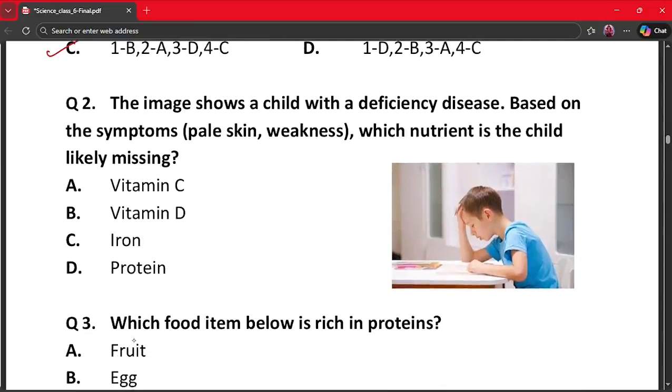The next question is question number 2. The image shows a child with a deficiency disease. Based on the symptoms, pale skin, weakness, which nutrient is the child likely missing? A. Vitamin C, B. Vitamin D, C. Iron, and D. Protein. Here the correct answer is option C. Why? Because pale skin and weakness are common symptoms of iron deficiency, and iron is required to make hemoglobin in blood. Hemoglobin helps in carrying oxygen to all parts of the body. Lack of iron reduces oxygen supply, causing tiredness. Hence, the child is deficient in iron.